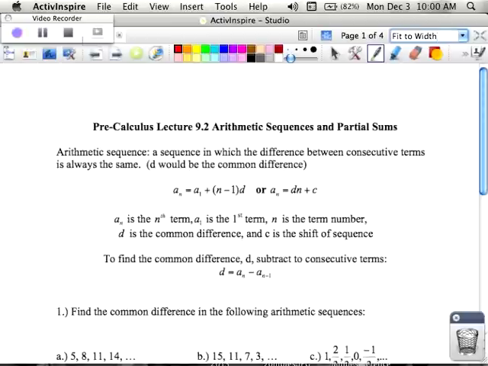We're going to talk about arithmetic sequences and sums. And the big thing to know is that these are arithmetic.